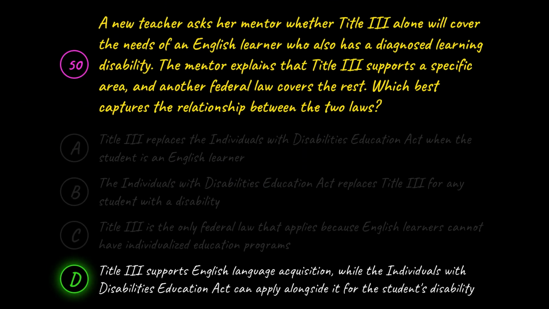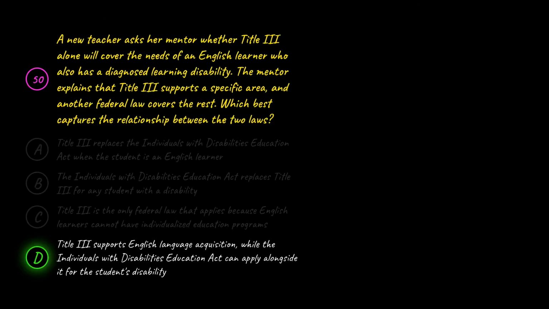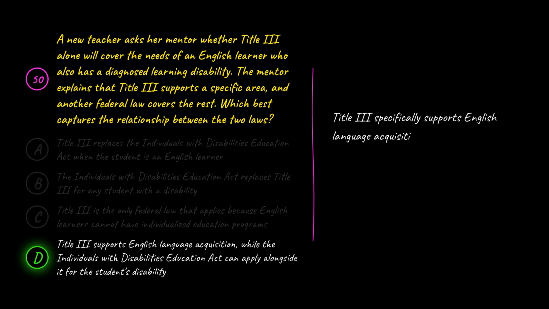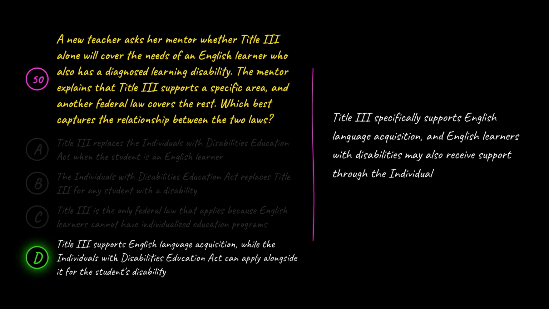The correct answer is D. Title III supports English language acquisition, while the Individuals with Disabilities Education Act can apply alongside it for the student's disability. D is correct because Title III specifically supports English language acquisition, and English learners with disabilities may also receive support through the Individuals with Disabilities Education Act or a 504 plan. The course material explains that the two laws can apply alongside each other.